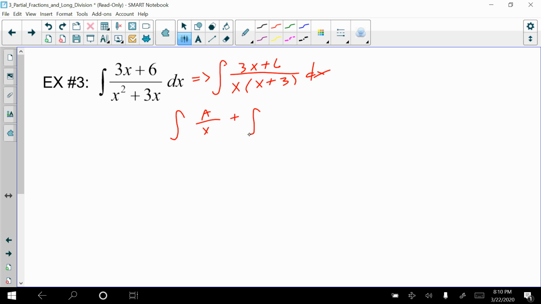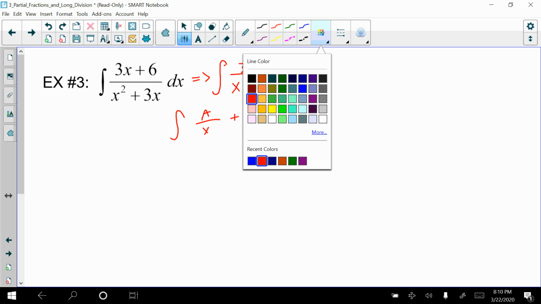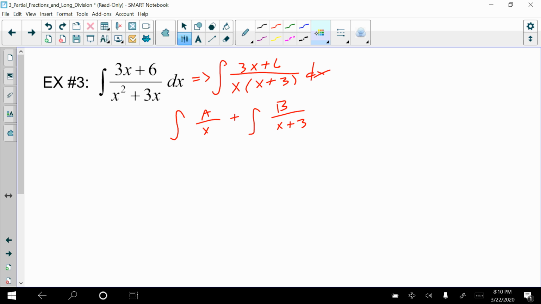Plus the integration of b over x plus 3. So again, we're going to set each denominator equal to 0 and see what we wind up getting. So let's do a in this greenish color. So a's denominator, if I set it equal to 0, is just x equals 0. So again, I'm going to look at this ratio here to find the a value using the given numerator of the problem. Okay, so substitute 0 anywhere you have an x.